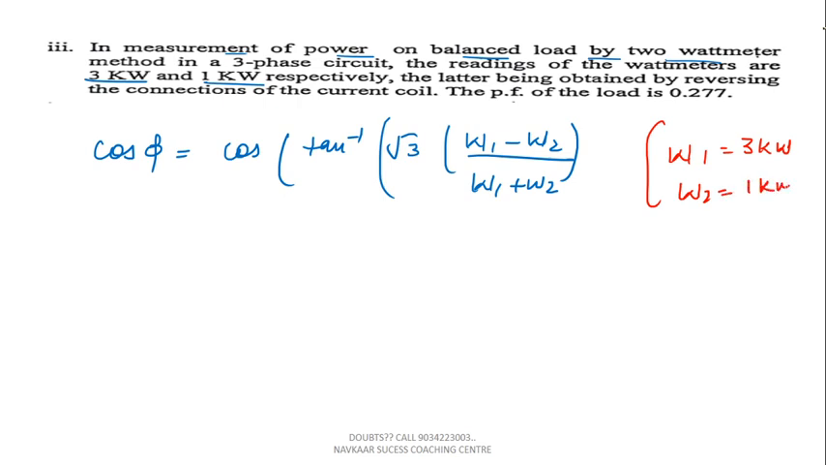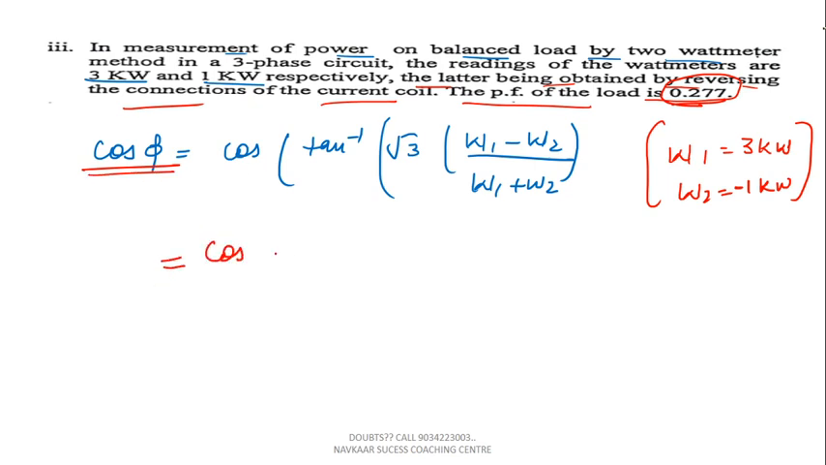Then they said the latter is obtained by reversing the connection of the current coil. Then they have reversed the connection, so we will take minus 1 kilowatt. Instead of positive, we need to change the sign. We have to change the sign of one wattmeter. Then they said the power factor of the load is this one. Let's calculate what the power factor would be. As you know, the power factor formula is this one. We just need to put down the values.